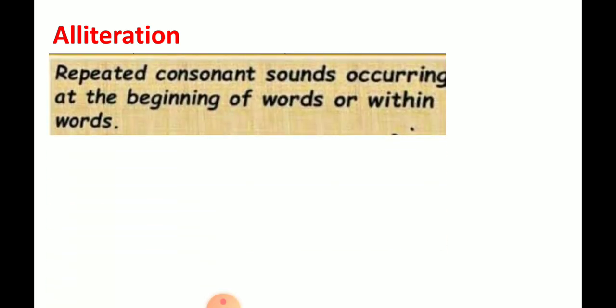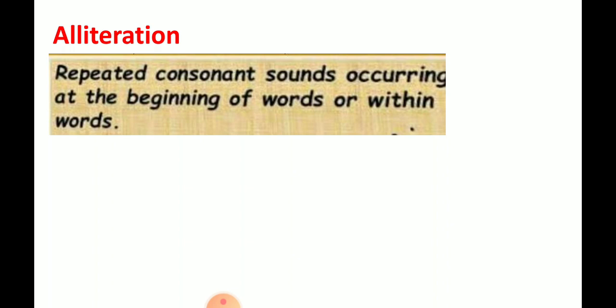Let's move to the next figure of speech, which is alliteration. Alliteration is repeated consonant sounds at the beginning of the words or within the words. Now the sounds b, b. Have you studied phonetics? You must have learned A, B, C, D, like a, b, k, sh, ch. So all these are consonant sounds.